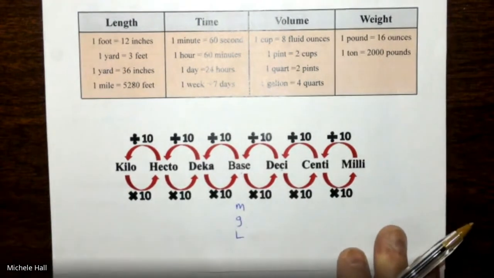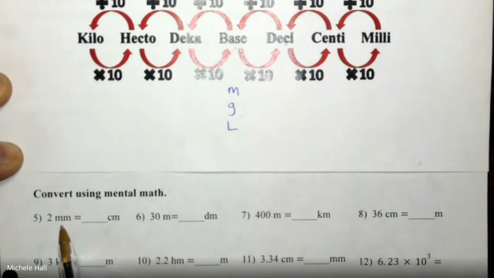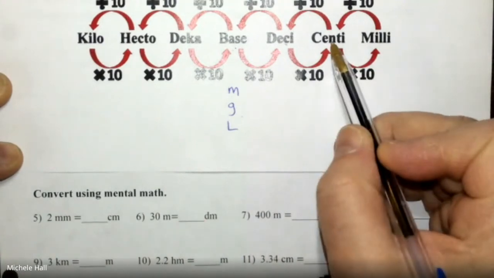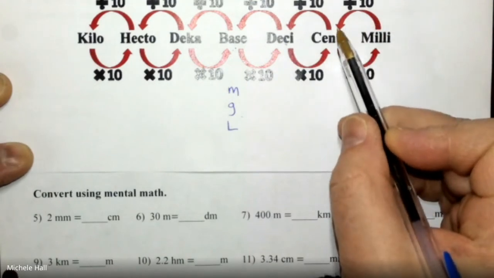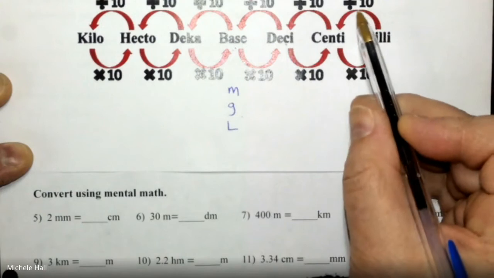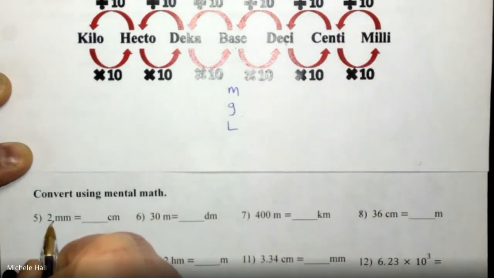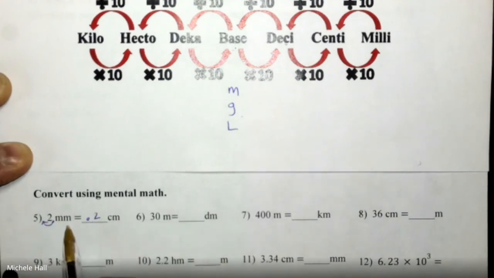Let's practice some of this. We're trying to go from 2 millimeters to centimeters. I am going to divide by 10. Dividing by 10 means I'm going to move my decimal once to the left. Here's my decimal, and I'm going to move it once to the left. That would be 0.2. So 2 millimeters equals 2/10 of a centimeter.